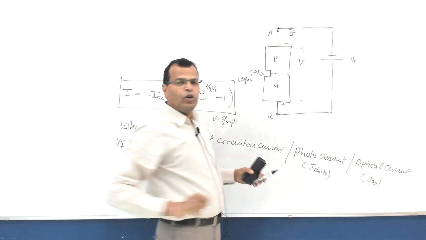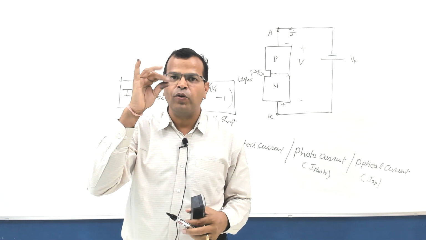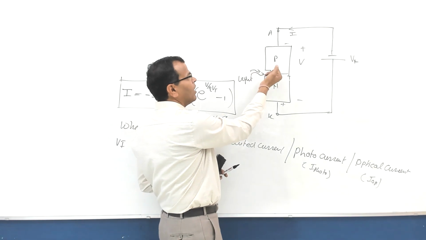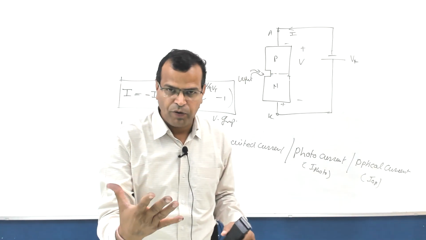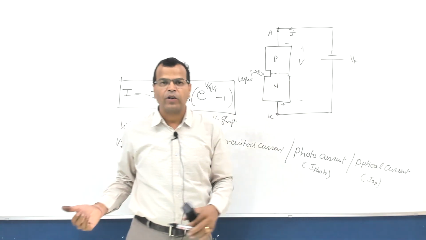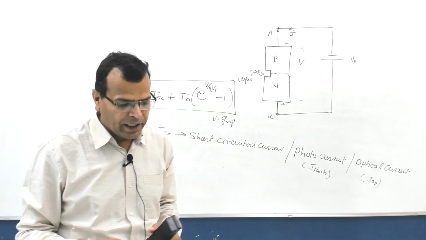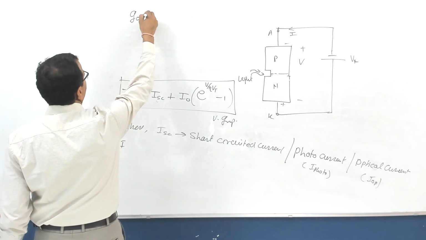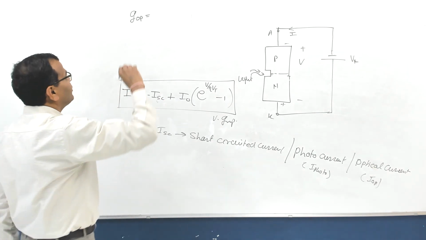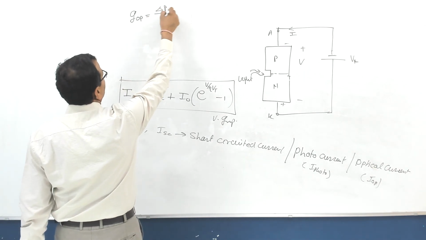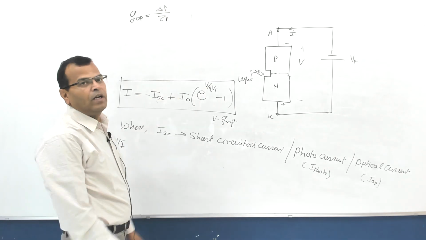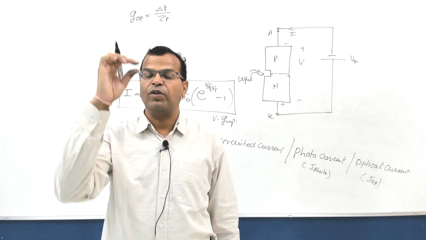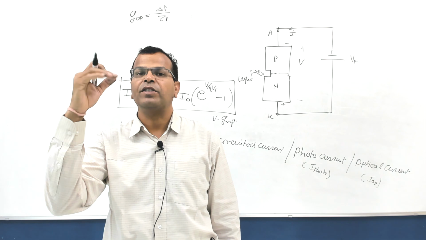When the junction is illuminated, there will be generation of electron hole pairs at the junction. These electron hole pairs are moving across the junction. Holes are moving from n side to p side. Electrons are moving from p side to n side. So there is something called the optical generation rate. That optical generation rate is nothing but del P by tau P, that is the rate of generation of excess carriers because of the illumination per unit time.